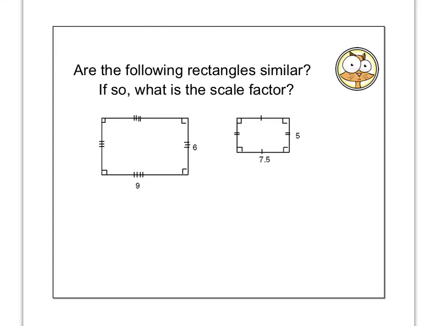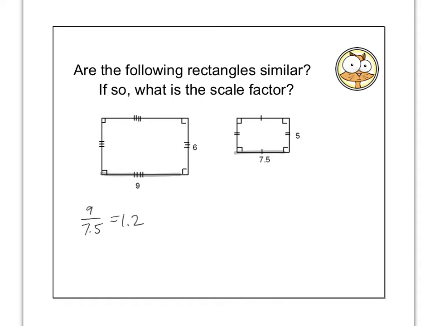Okay, so we have to figure out, are these rectangles similar, and if so, what is the scale factor? The first thing I check is the angles, and all of the angles in both of these figures are 90 degrees, and so the angles are fine, they match up. So next I'm going to try the 9 and the 7.5, and divide those. 9 divided by 7.5, I'm typing it in, I get 1.2.